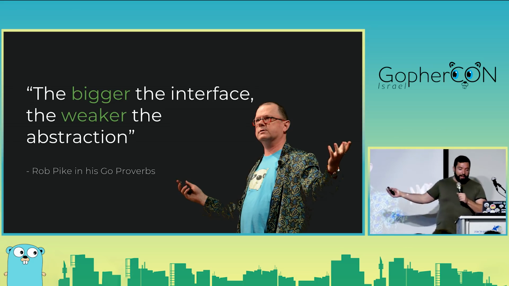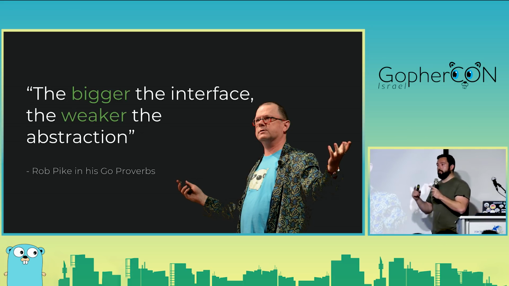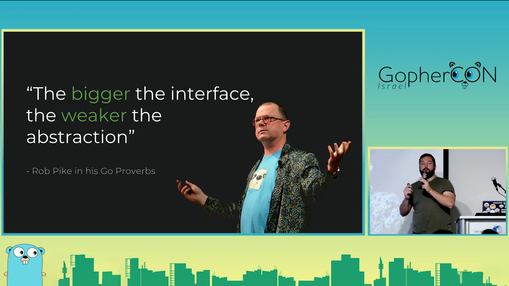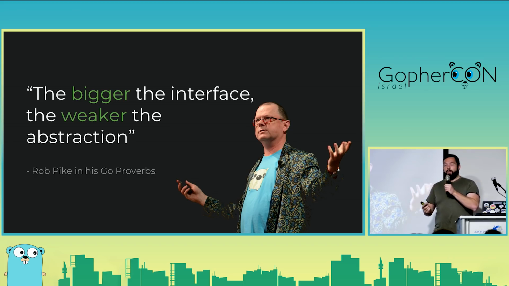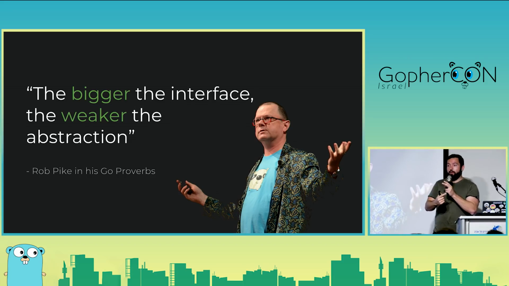So back to Rob Pike, he says, the bigger the interface, the weaker the abstraction. And if you think about this, it kind of makes sense, but it's kind of misleading at the same time. What it means is the more methods you add, the smaller set of types you can accept, right? Which means that the abstraction is not as powerful because you can work with fewer types.